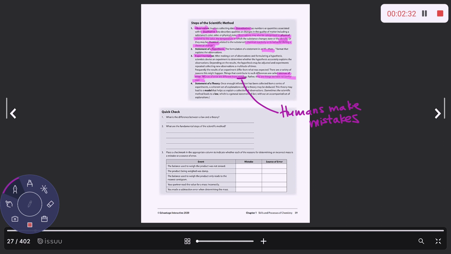Then we have a statement of a theory. So if you've gathered enough information from experiments that are done by many different people, then you come up with a theory, and then theories can lead to models which explain observations, and then sometimes we get a law out of it. So how do we differentiate between theories and laws? So laws are going to be related to math. Laws are going to be 100% measurable.